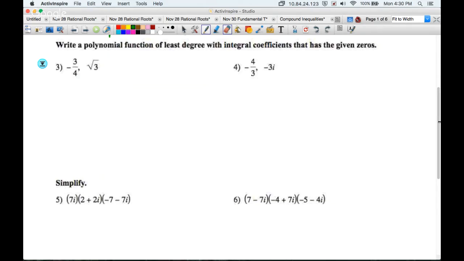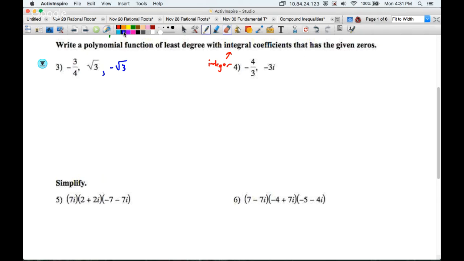Write a polynomial function of least degree with integral coefficients that has the given zeros. So first thing I'm going to do with a problem like this is write in the roots that have to be there based off of conjugate theorem. If we ever have irrational roots like this root 3 or imaginary like this -3i, you have to include their conjugates, or else you'll never get integral or integer coefficients.